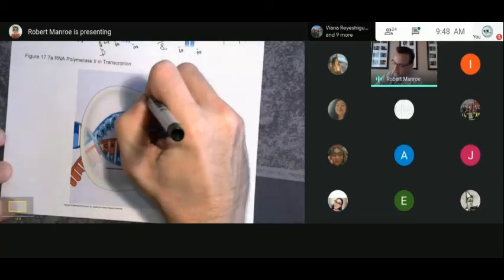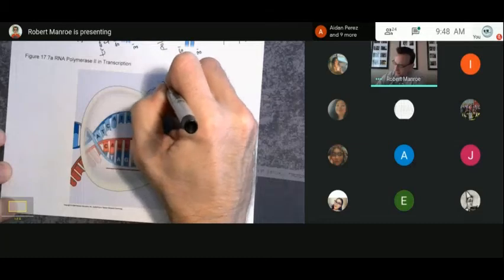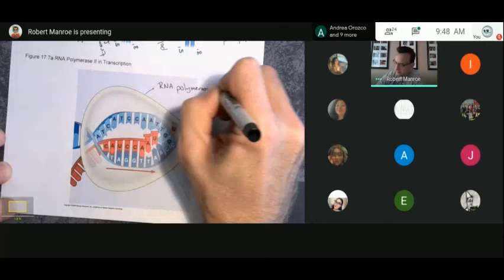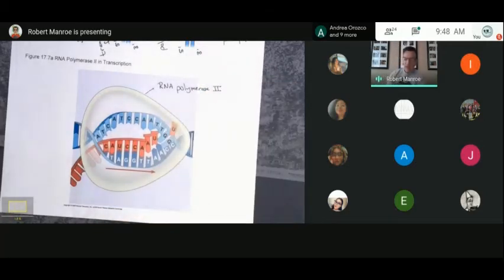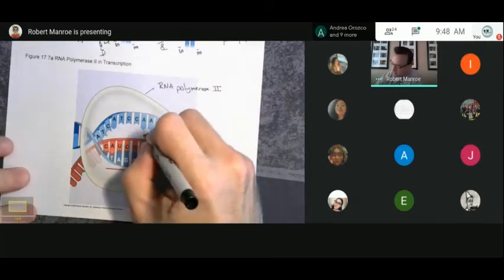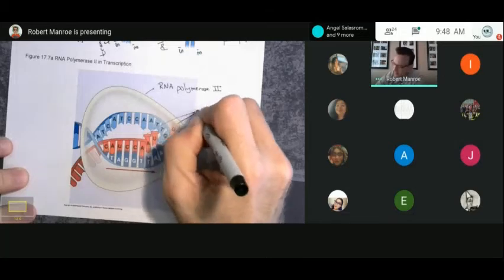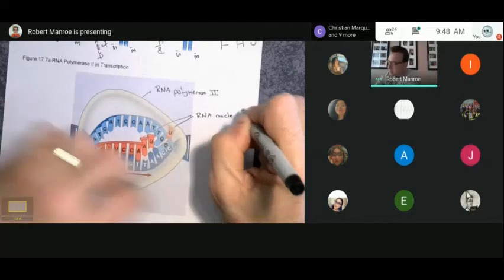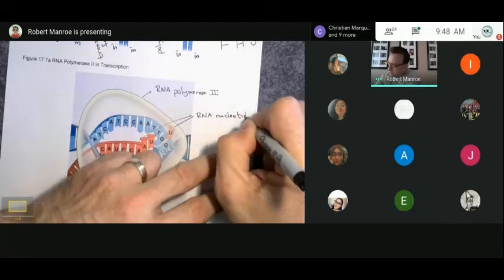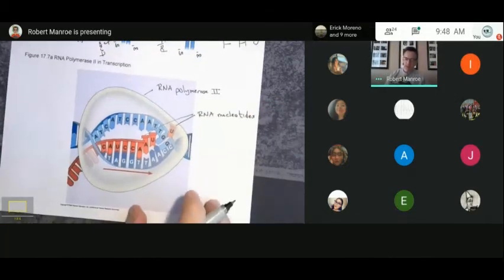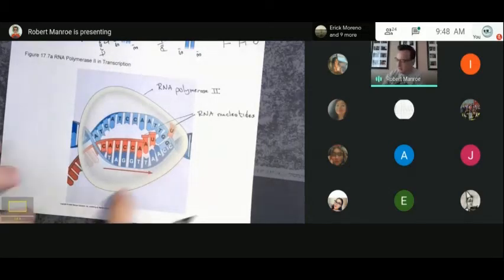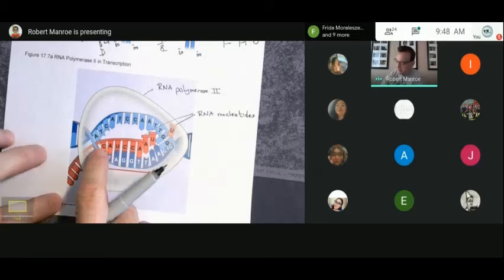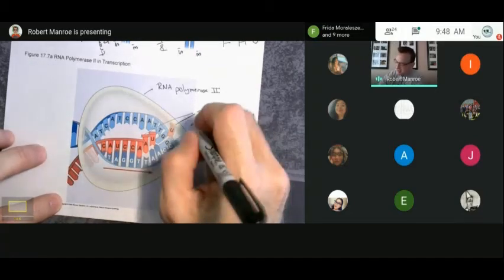This is, of course, RNA polymerase. This is your RNA polymerase 2. These are your RNA nucleotides. Now, since this is reading, this is your 3' here. So if this is 3', when this comes out, this is 5'.